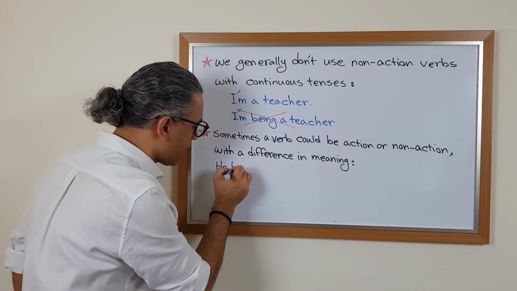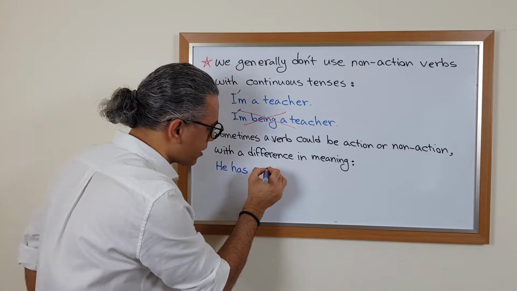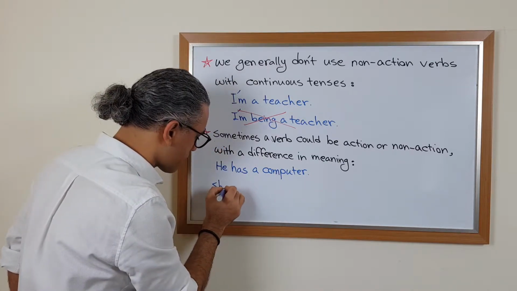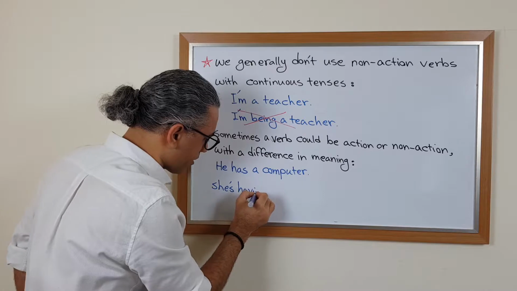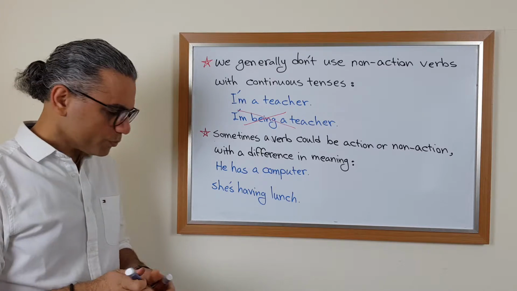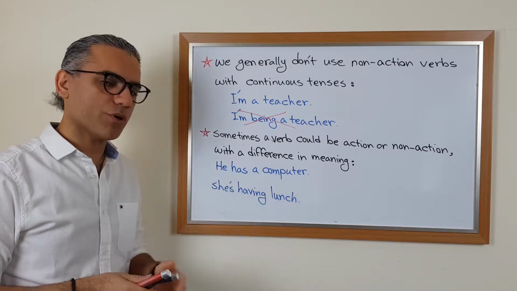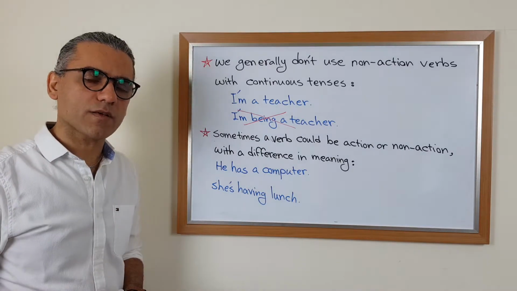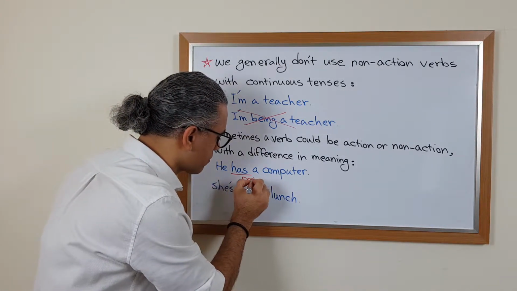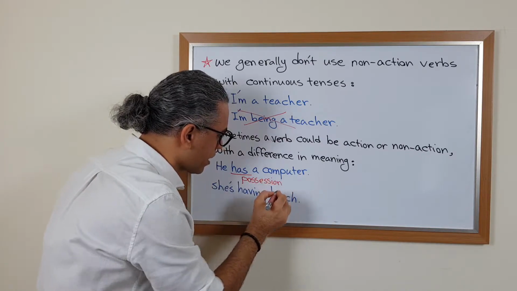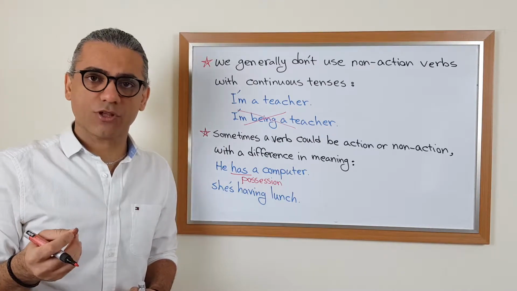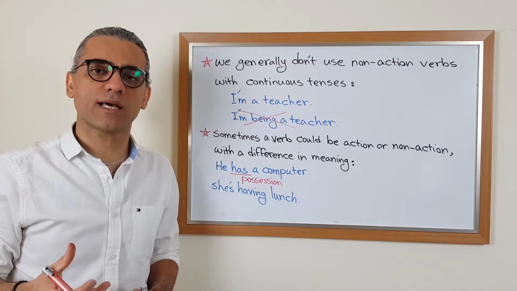He has a computer. She's having lunch. In here, he has a computer. Has is your main verb in this sentence, and it means possession. So whenever the verb have or to have means possession or to possess something, it is a non-action verb.